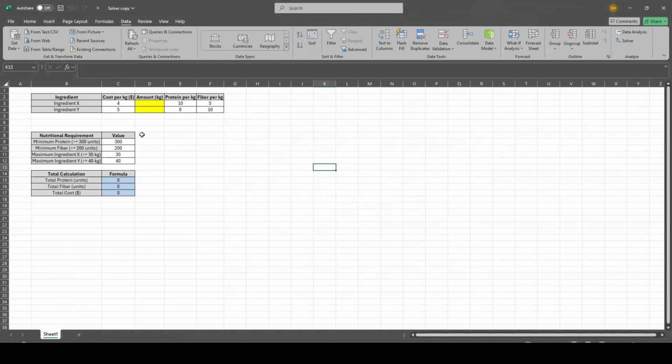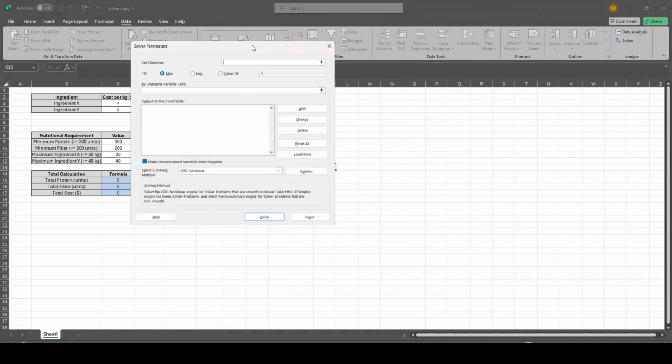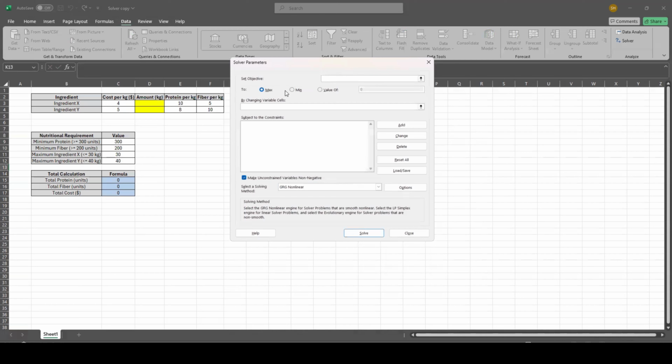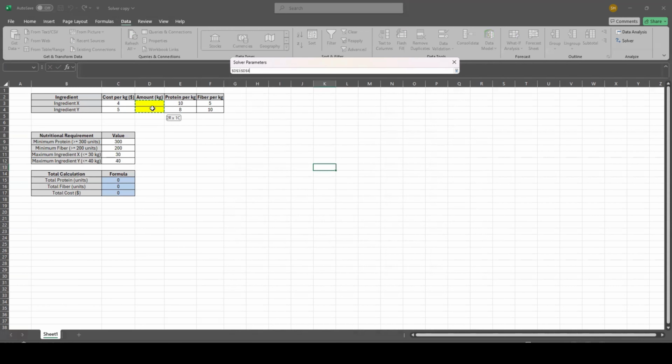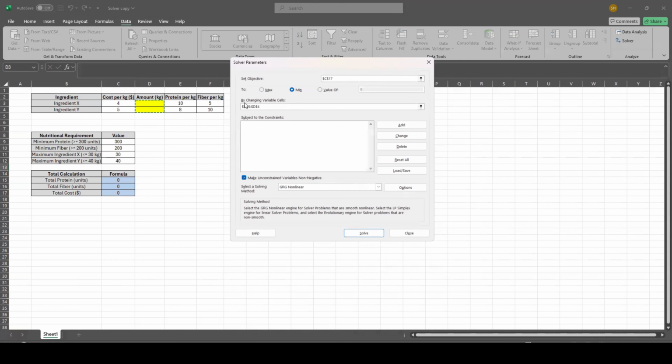So how to solve it in Excel? Go to Solver and then set the objective as cell C17, where the total cost formula is given. We want to make the cost minimum, so select the minimum option. By changing variables: we want to find the optimal mixture of ingredient X and Y, so to find that, we need to select them as the changing variables.